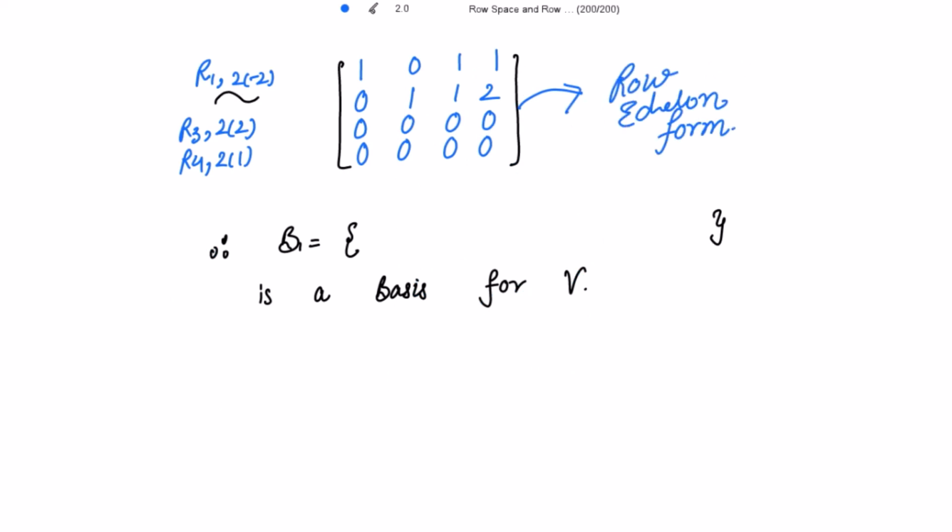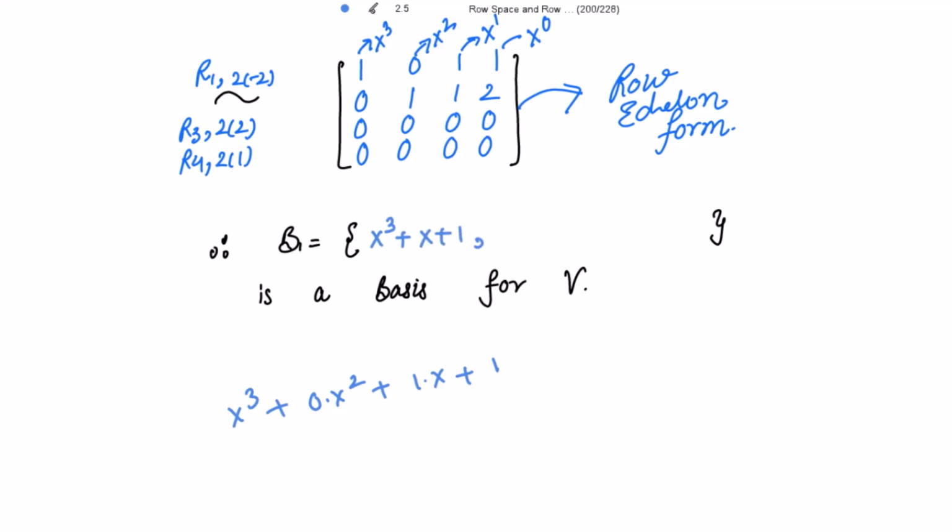But this matrix is obtained by using the coordinate vectors, right? So we need to find the basis for the vector space. So getting the basis from the first row, this is the coefficient of x cube, this is the coefficient of x square, this is the coefficient of x, and this is the coefficient of x0. The basis from the first row is x cube plus 0 into x square plus 1 into x plus 1. So it becomes x cube plus x plus 1.